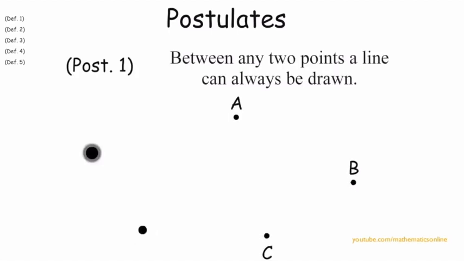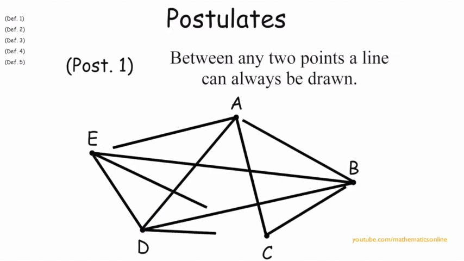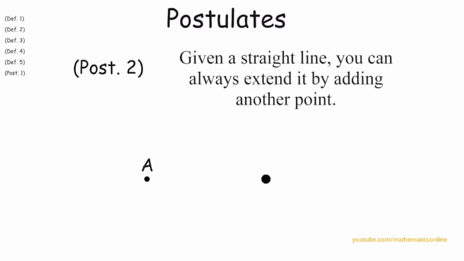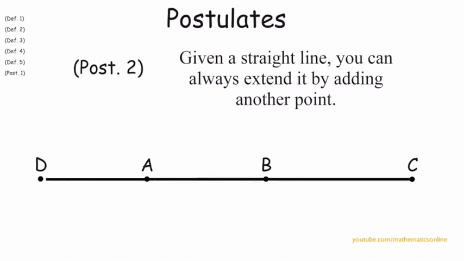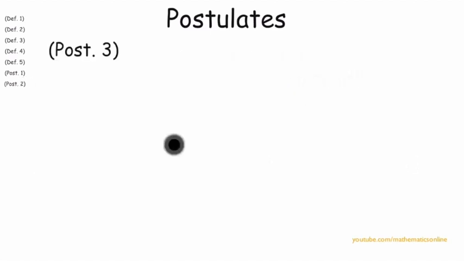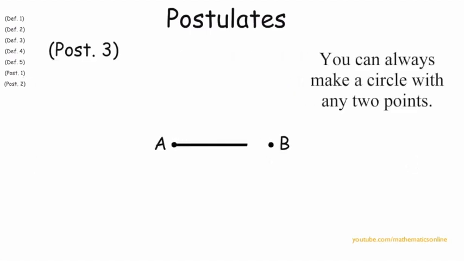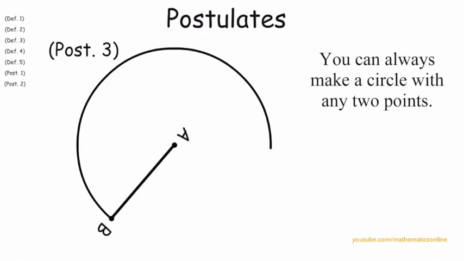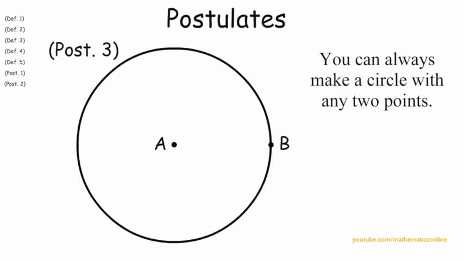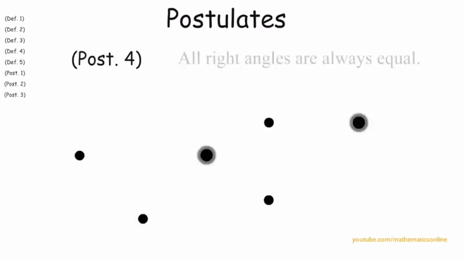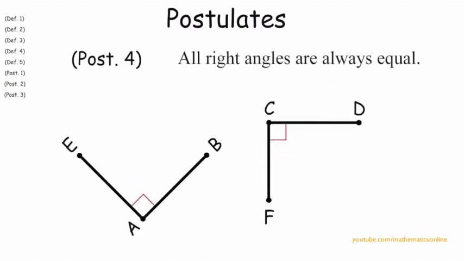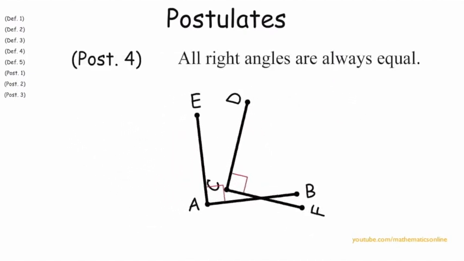Postulate number 1. Between any 2 points, a line can always be drawn. Postulate number 2. Given a straight line, you can always extend it by adding another point. Postulate number 3. You can always make a circle with any 2 points. Our last postulate, number 4, all right angles are always equal.